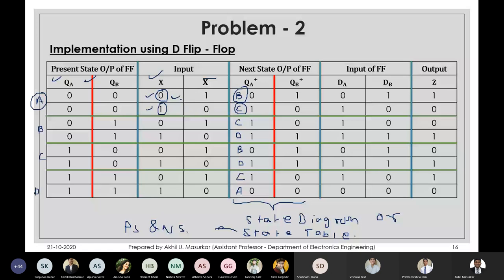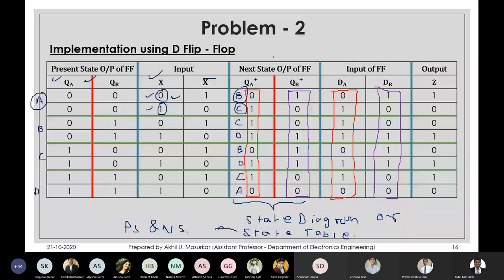And now this is similar to what we have done before. This QA is exactly the same as DA, and QB is exactly the same as DB. And Z is also given. So Z does not change.